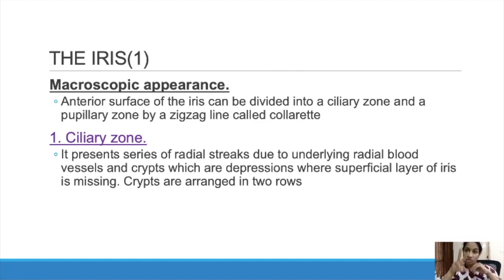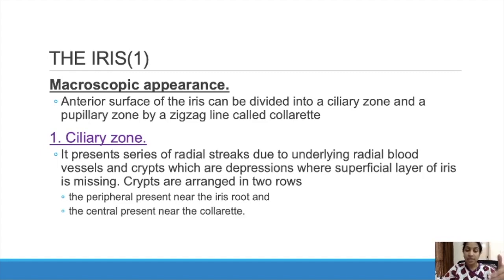And crypts are arranged in two rows. Crypts also can be seen in two rows: the peripheral and central. The peripheral is present near the root of the iris. Root of the iris means it will join to the ciliary body, and central is near the colorata.